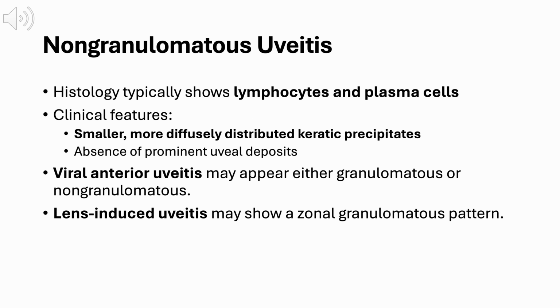The non-granulomatous pattern is the counterpart. Histology typically shows lymphocytes and plasma cells rather than epithelioid and giant cells. Clinically, the keratic precipitates are smaller and more diffusely distributed without prominent uveal deposits. 2 nuances keep you honest. Viral anterior uveitis can appear either granulomatous or non-granulomatous, so it straddles the divide, and lens-induced uveitis may show a zonal granulomatous pattern. So while the dichotomy is useful, several important entities refuse to stay neatly in one box.